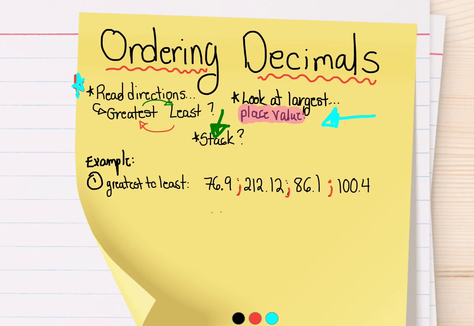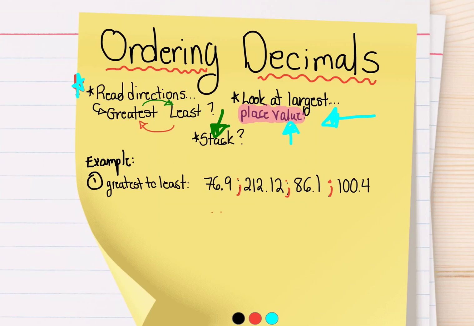If it's going from greatest to least, you want the biggest number first and the smallest number last. If you want it from least to greatest, everything's opposite. The smallest number is first, then the biggest number is at the end. Make sure you're looking at the largest place value, not the number with the most digits, because place value is more important than the length of the numbers.